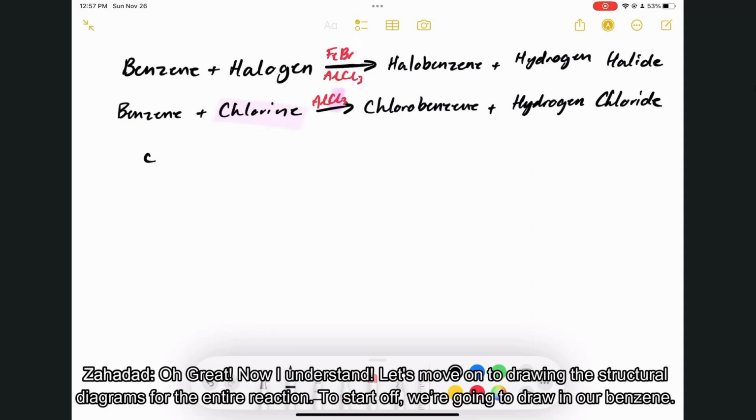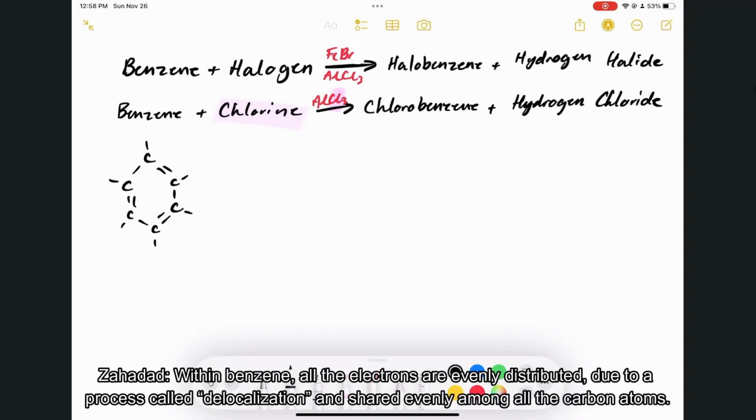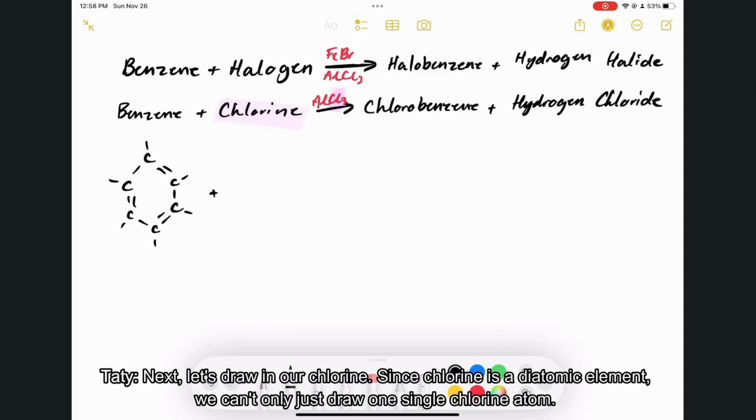Let's move on to drawing the structure diagrams for the entire reaction. To start us off, we're going to draw in our benzene. Benzene consists of 6 carbons, 6 hydrogens, which are insignificant for now, and 3 double bonds. But within benzene, all the electrons are evenly distributed due to a process called delocalization and shared evenly among all the carbon atoms. Next, let's draw in our chlorine.